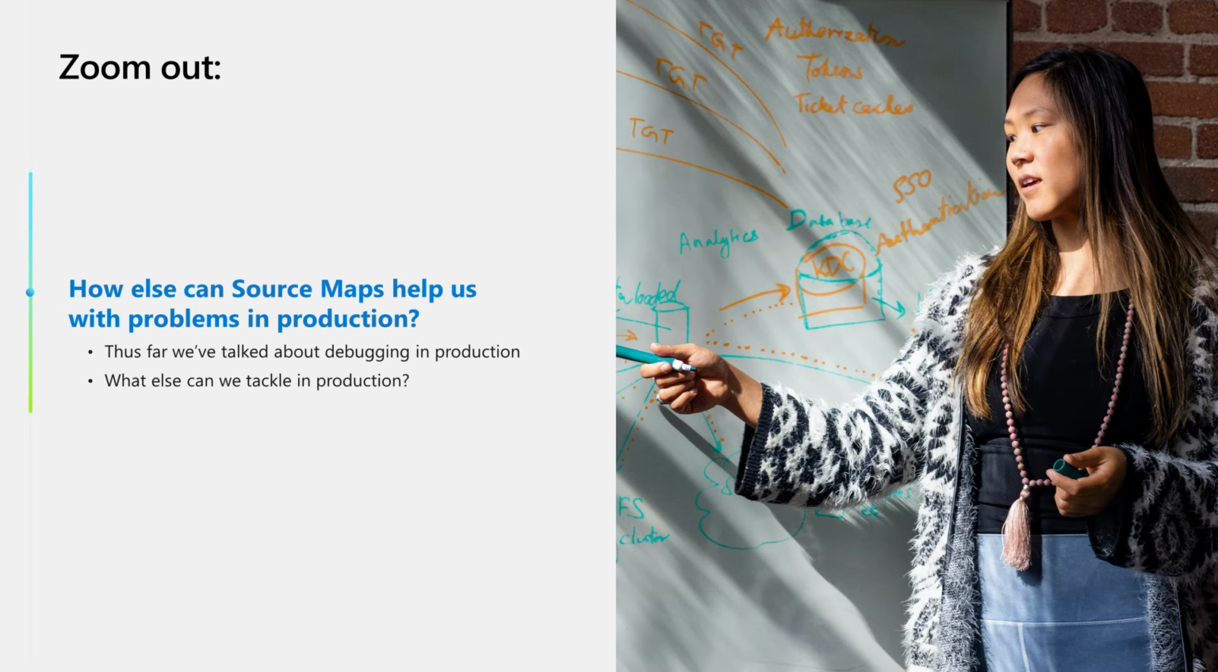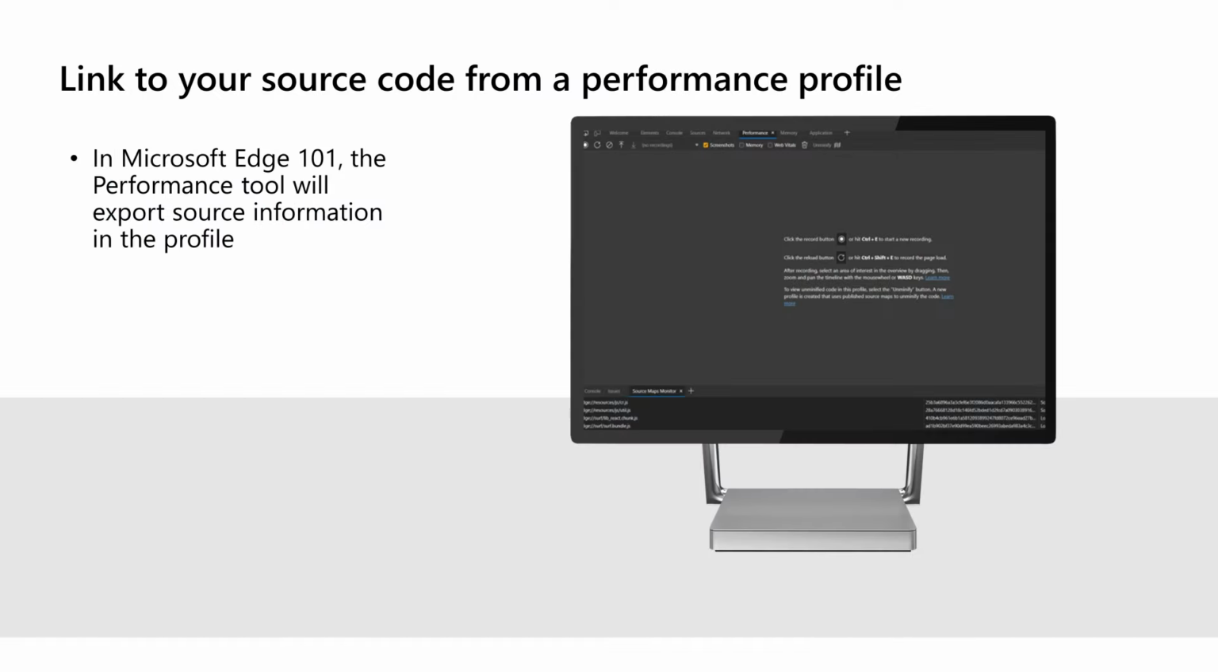So that was really good. We've seen how to do debugging in production using source maps, but what about if we have other problems like performance? What else can we do? So as of Edge 101, we were able to also embed this information into the performance profiles. So what does that mean?